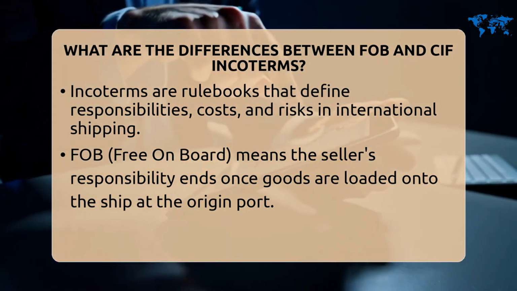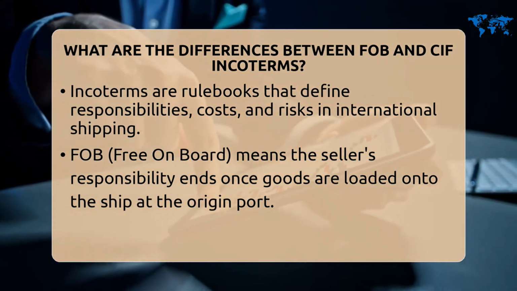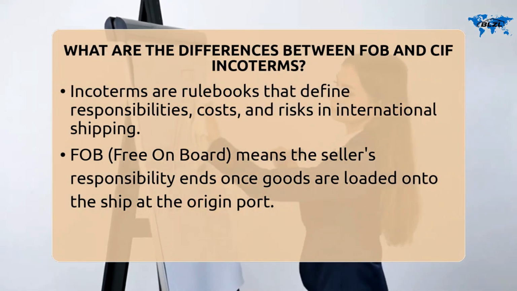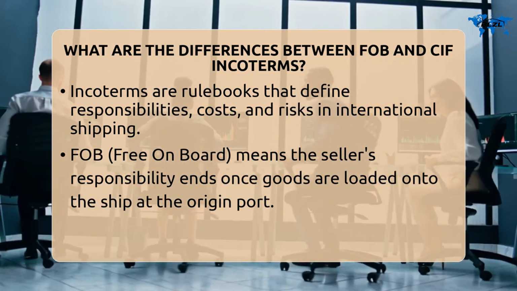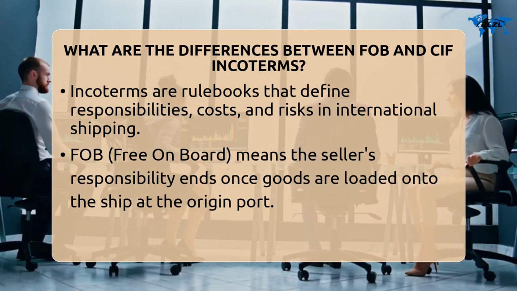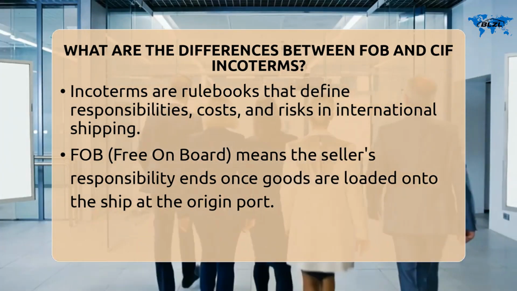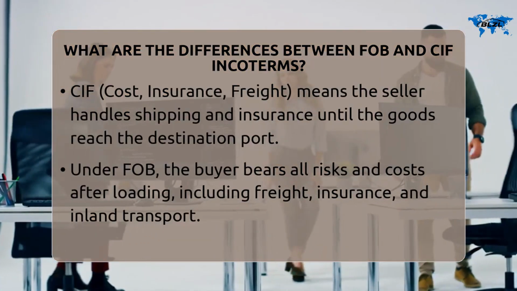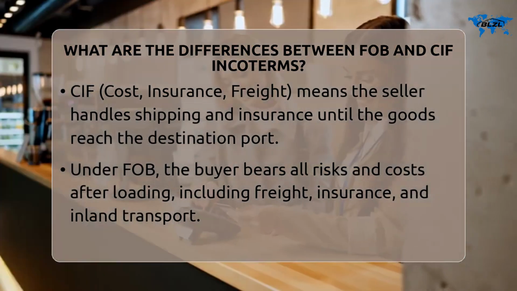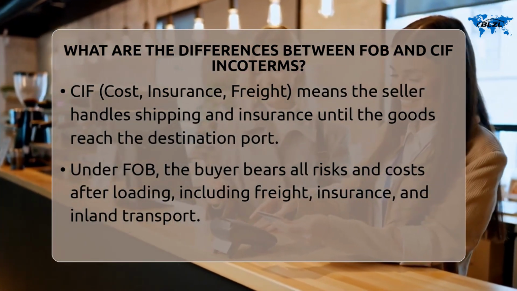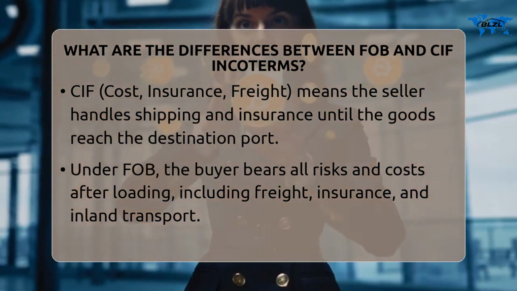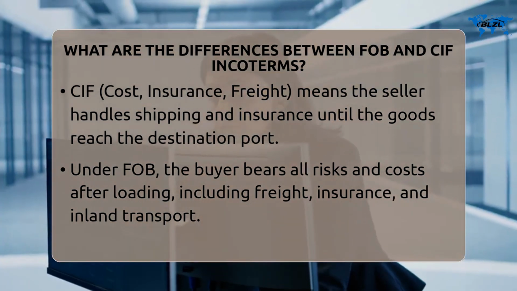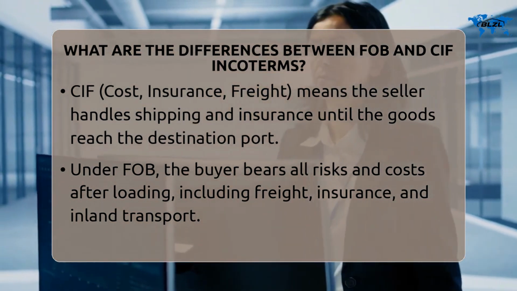First, think about where the risk shifts from the seller to the buyer. With FOB, the seller's responsibility ends once the goods are loaded onto the ship at the port of origin. From that moment, the buyer takes on all risks and costs, including freight and insurance. It's like handing over the keys once the goods are on the vessel. With CIF, the seller keeps responsibility until the goods arrive at the destination port. They handle and pay for the freight and insurance during transit, and only transfer risk when the goods reach the port. So, in CIF, the seller is more involved until the goods land at the destination.